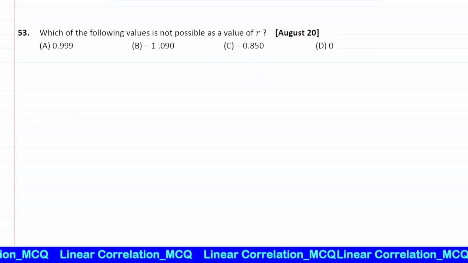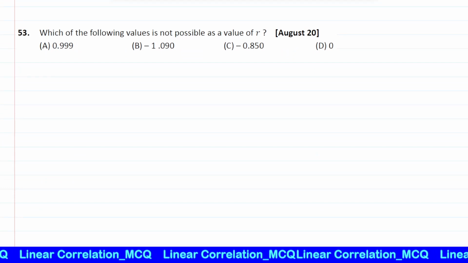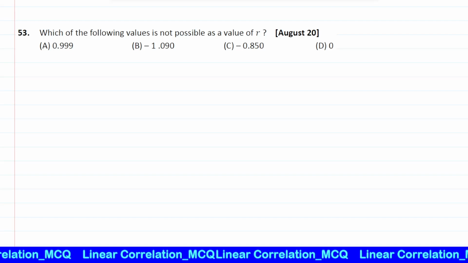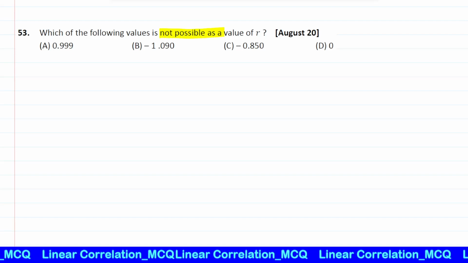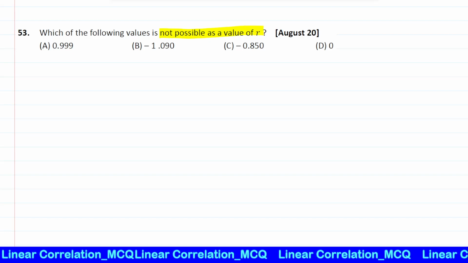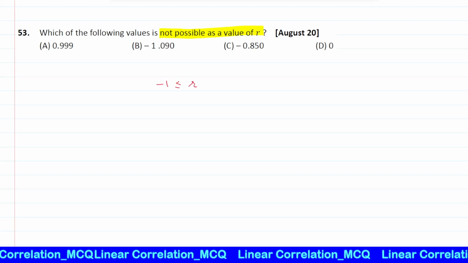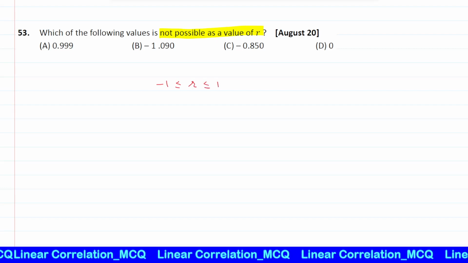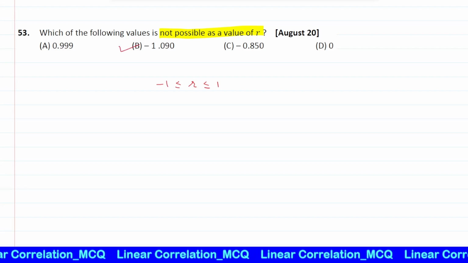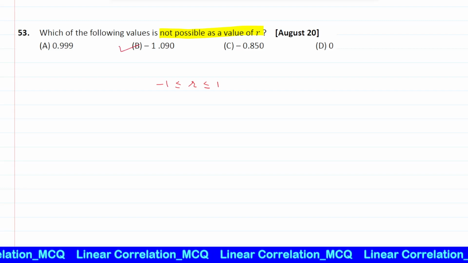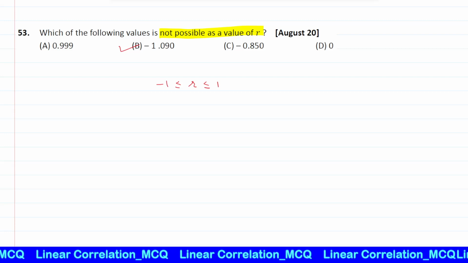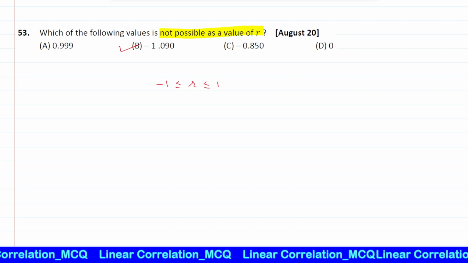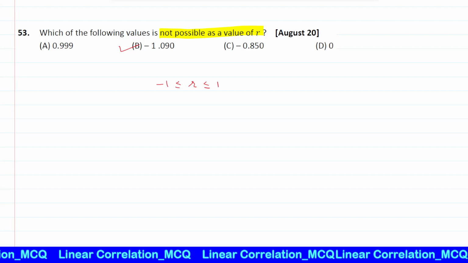Option B is correct. Question number 53, asked in August 20. Which of the following values is not possible as a value of R? R always lies between -1 and +1. 0.999 is lying between -1 and +1, but -1.090 is beyond -1, so it is not possible. 0.85 is lying between 0 and 1, and 0 is also lying between -1 and 1. So option B is correct.